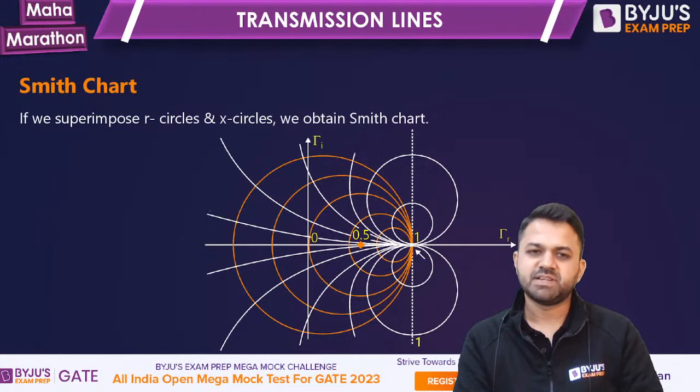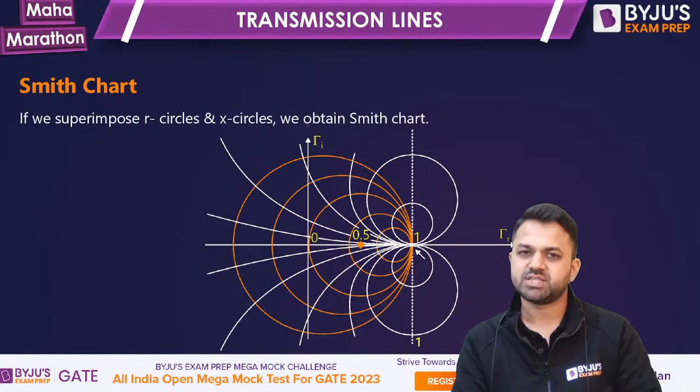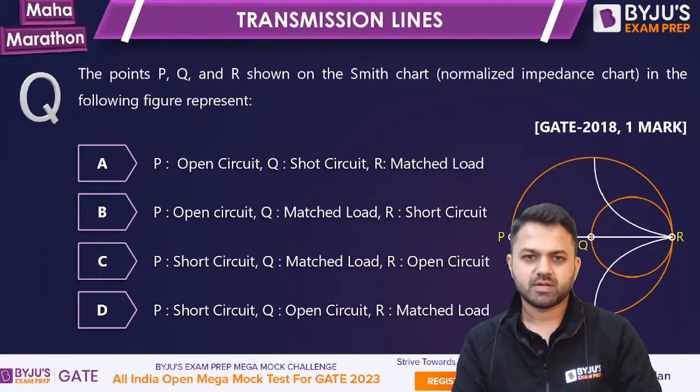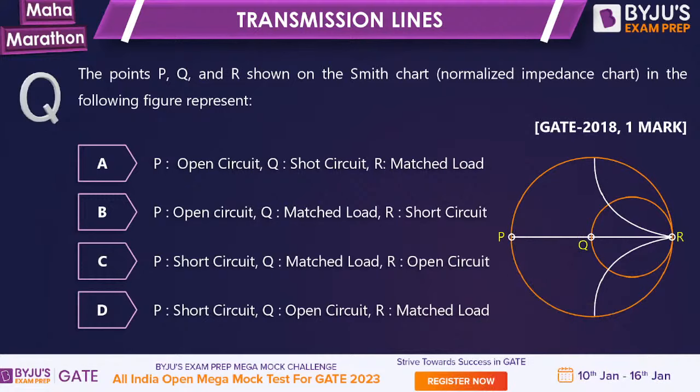Okay. Now, this is the Smith chart. When we superimpose the constant resistance circle and the constant reactance circle, we obtain the Smith chart. So this is how the Smith chart will look like. Okay. Now, can you answer this question? Can you answer this question quickly?